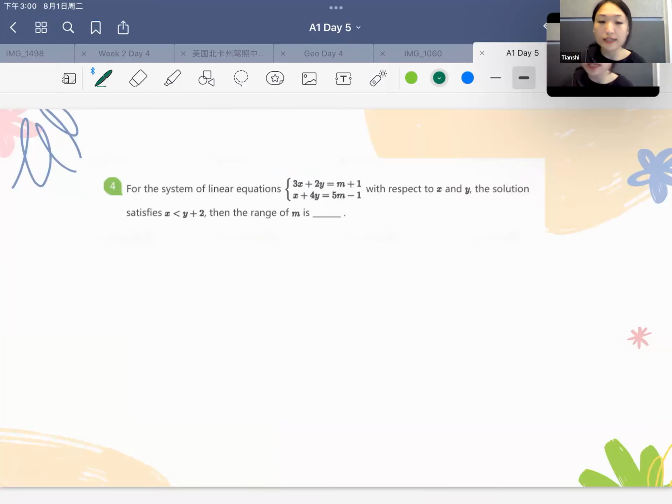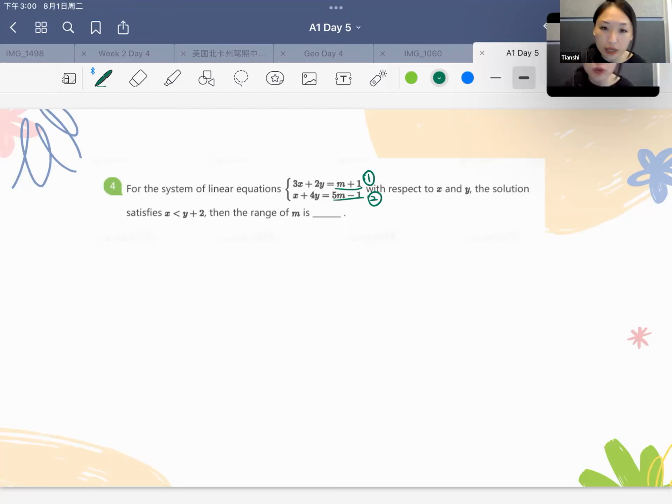So this question is even harder because we have a system of linear equations involving a parameter, which is m. So let's see this question. This is a linear equation with respect to x and y, and the solution satisfies one inequality: x is smaller than y plus 2. Then we need to calculate the range of m. Here we have the first equation, 3x plus 2y equals m plus 1. And the second equation is x plus 4y equals 5m minus 1.